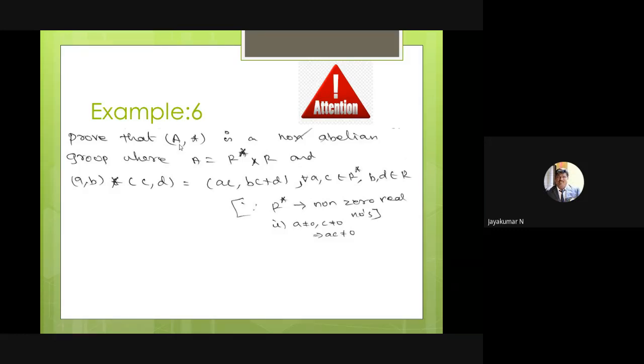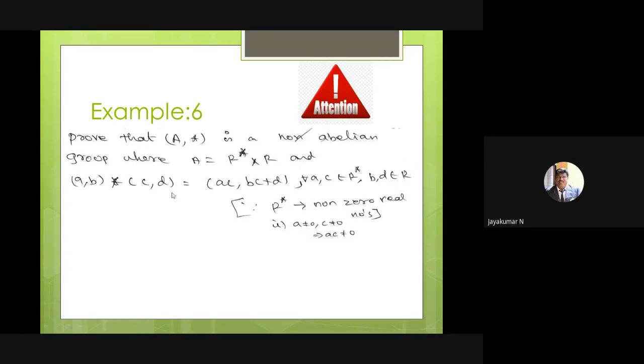So here A represents the set of all ordered pairs. Ordered pair means open bracket A comma B. This is called an ordered pair. The first element belongs to the set of all non-zero real numbers. The second element belongs to the set of all real numbers. So suppose you get some ordered pair, you have to keep in mind the first element belongs to R star. That means the first element cannot be 0. The second element can be 0. That is not a problem. The first element cannot be 0. Keep in your mind.